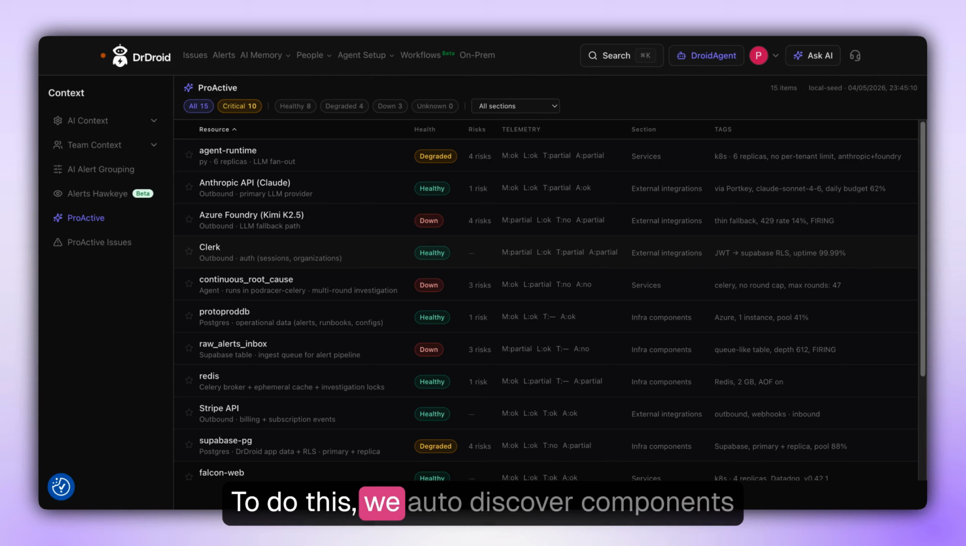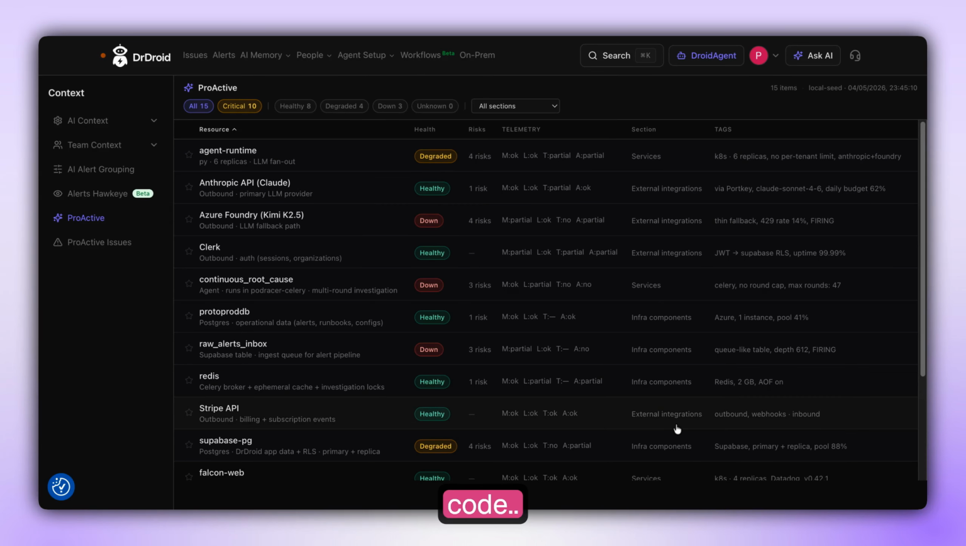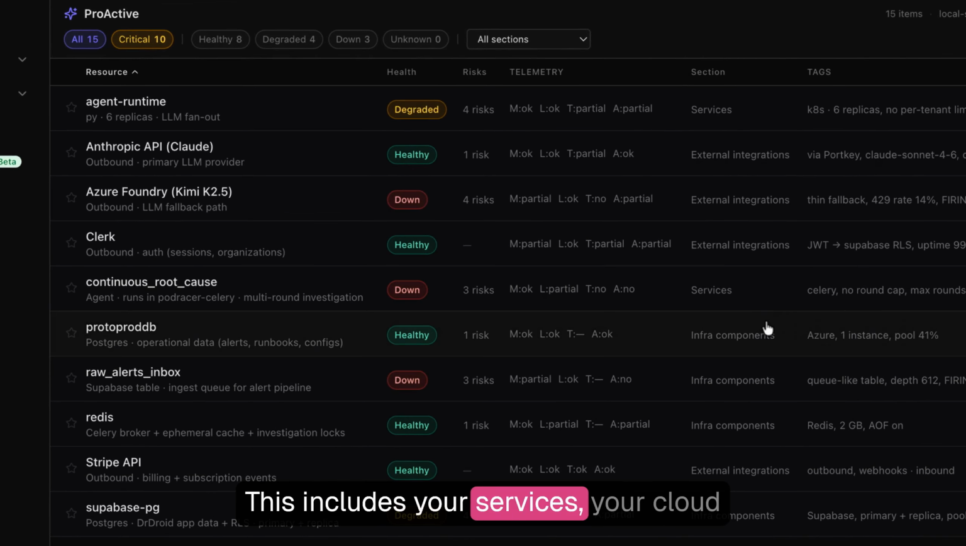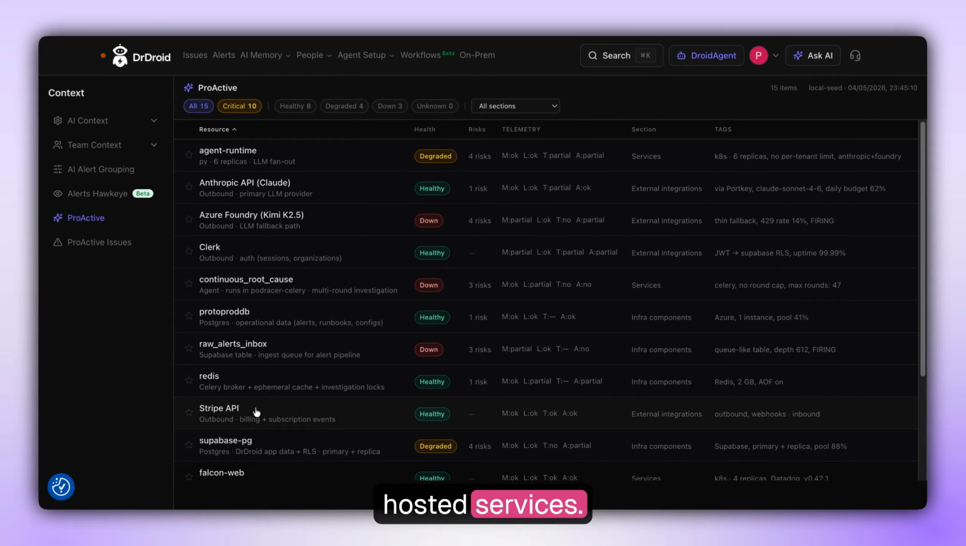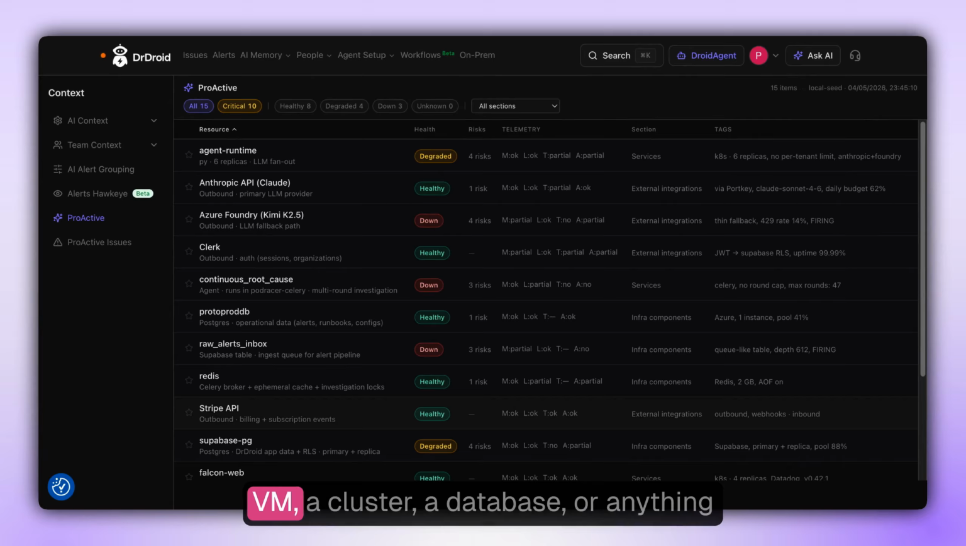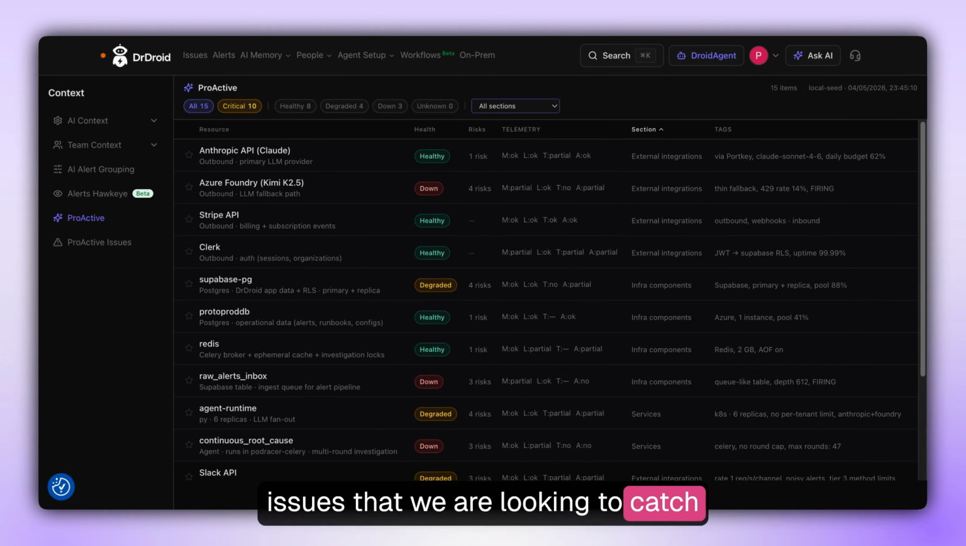To do this, we auto-discover components from scanning your cloud, telemetry, and code. This includes your services, your cloud providers, your databases, and any hosted services. Whether you are running something on a VM, a cluster, a database, or anything else that is managed somewhere, we include it. There are three main types of data issues that we are looking to catch.